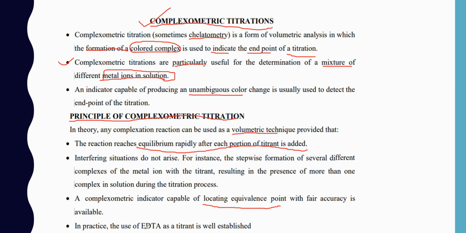In practice, the use of EDTA as a titrant is well established. So EDTA is mostly used as a complexing agent. So what is EDTA? Have you heard of EDTA before? Ethylene diamine tetraacetic acid. Correct. EDTA is a complexing agent. The full form of EDTA is ethylene diamine tetraacetic acid.